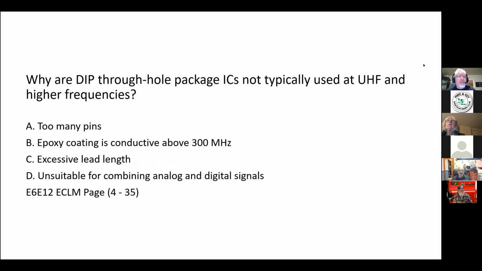Why are DIP through-hole package ICs not typically used at UHF and higher frequencies? A, too many pins. B, epoxy coating is conductive above 300 megahertz. C, excessive lead length. Or D, unsuitable for combining analog and digital signals. Charlie. Charlie is correct. The excessive lead length.